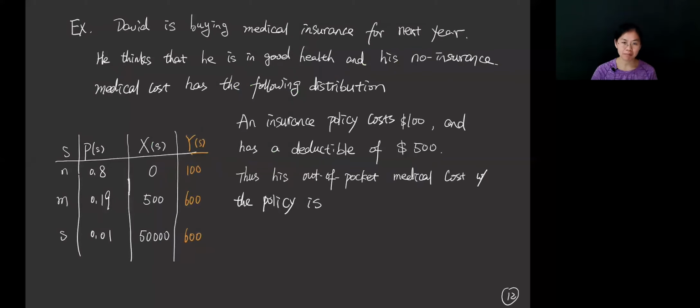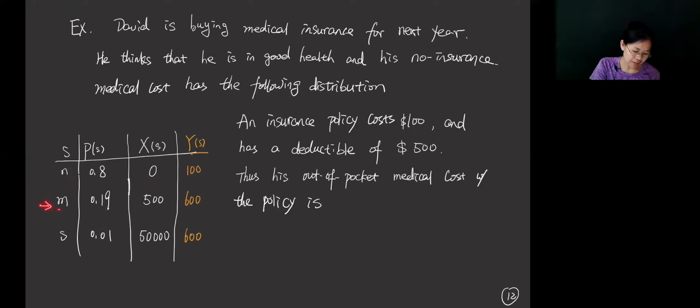Let's consider an example. In this example, a person called David is buying medical insurance for next year, something that every one of us has to do. He thinks that he's in good health and his no insurance medical cost has the following distribution. He thinks that there are 3 states of the world. The first state is no doctor's visit. He doesn't need to visit the doctors, in which case the medical cost would be 0. He needs to pay nothing even if he doesn't have insurance.